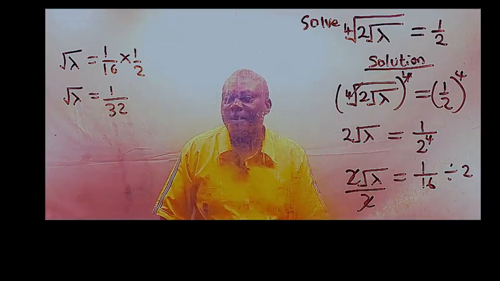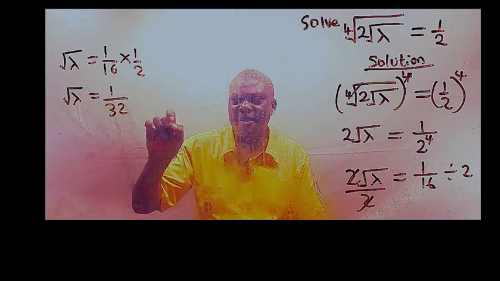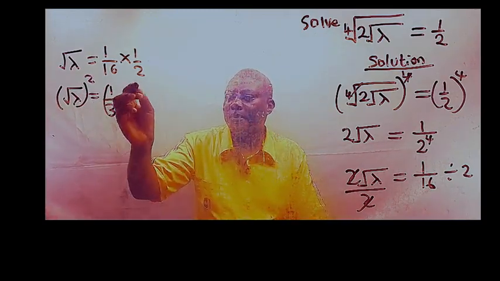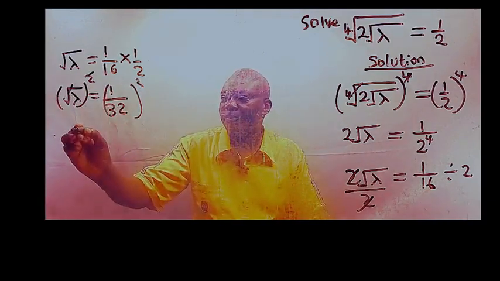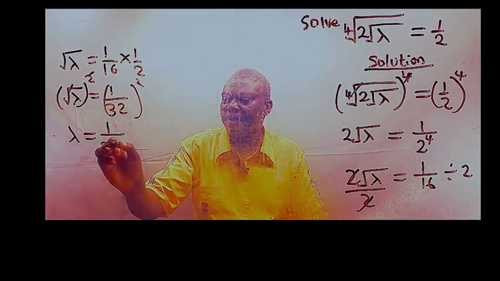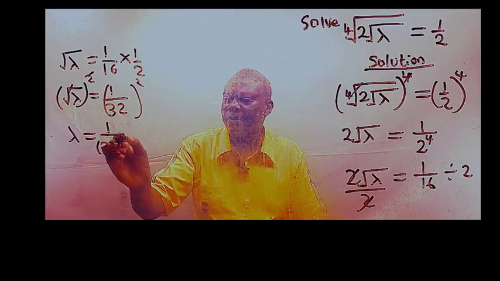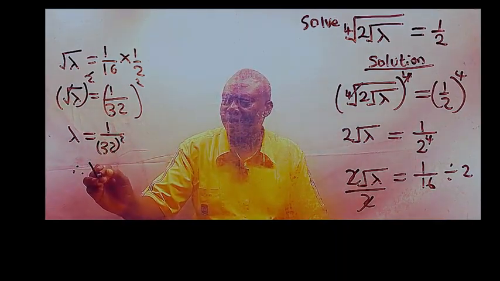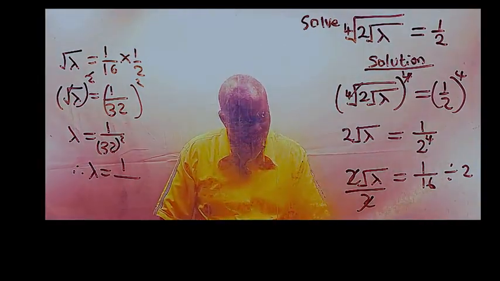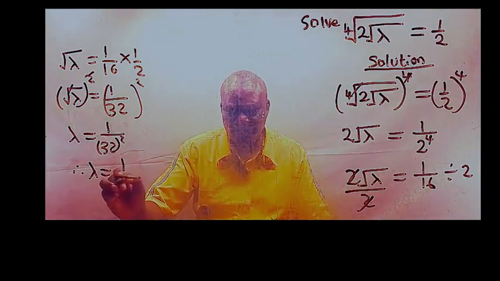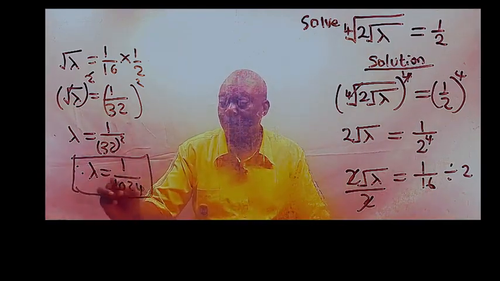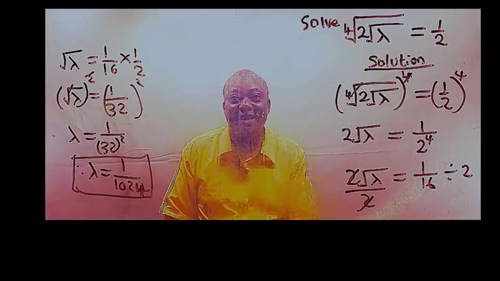So yet we still have a root here. So you now square both sides so that you can remove the roots. So this and this will go. So lambda will be equal to 1 over 32 all squared. Therefore, lambda will be equal to the reciprocal of 1 over 32 squared, which is 1024. And that is the answer.